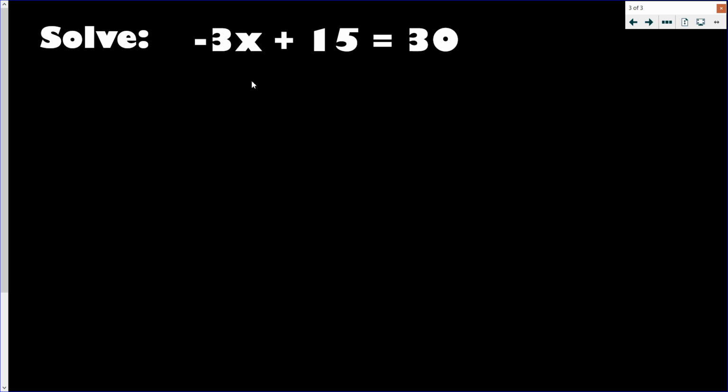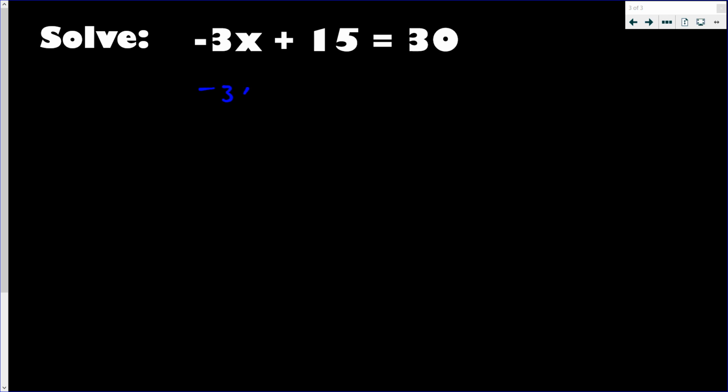All right, so we got negative 3x this time, so a little bit different. Plus 15 is equal to 30. But the objective remains the same. I want to get my x's by themselves, on one side, completely by themselves. So the only way to do that is to get rid of this plus 15. But what's the opposite of plus 15? Let's make our 0 pair, right? So the opposite of plus 15 is negative 15, or subtract 15.